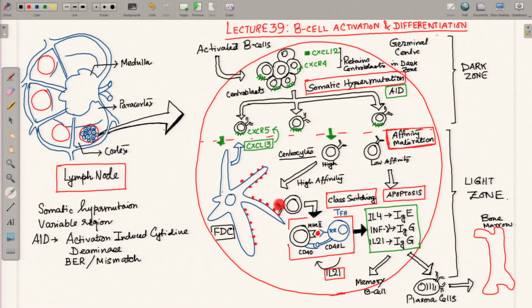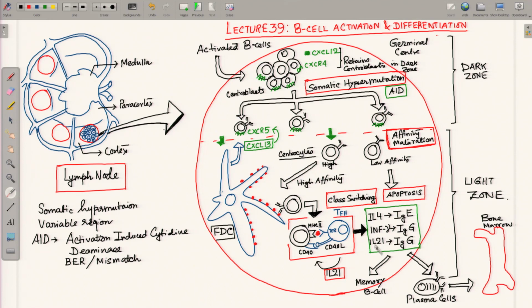Once they are selected for high affinity, once they can recognize the antigens by their high affinity receptors, they will internalize the antigen again and present it on the surface by class 2 MHC molecules. Class 2 MHC molecules will interact with the T cell receptors on the T follicular helper cells, which are also present in the light zone. Then there is the CD40 CD40L interaction and the TCR interaction, and that leads to secretion of specialized cytokines.